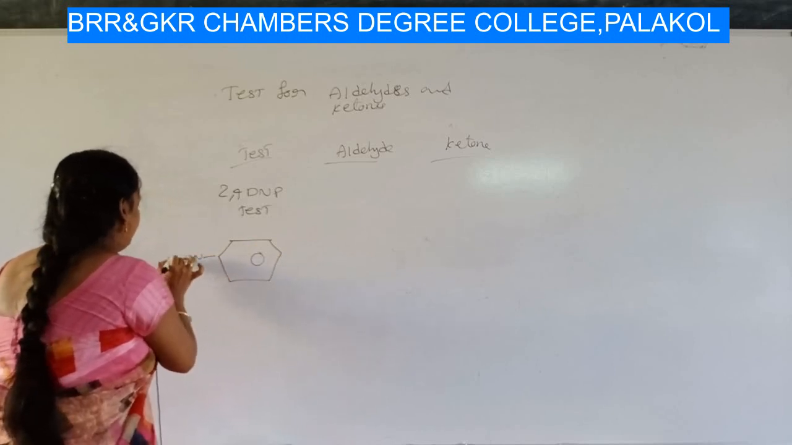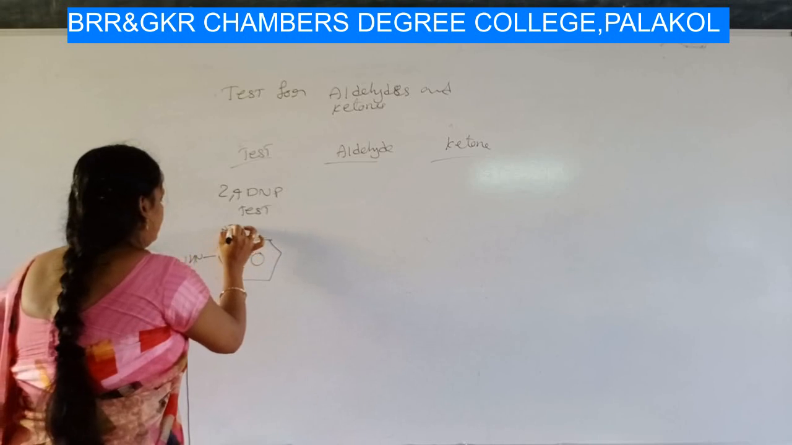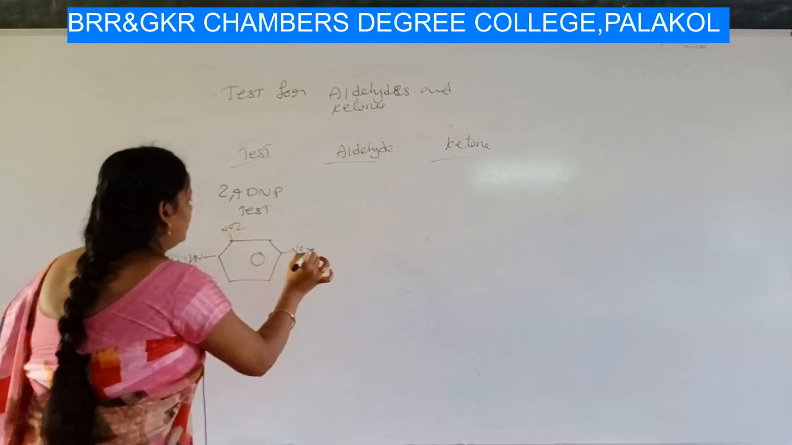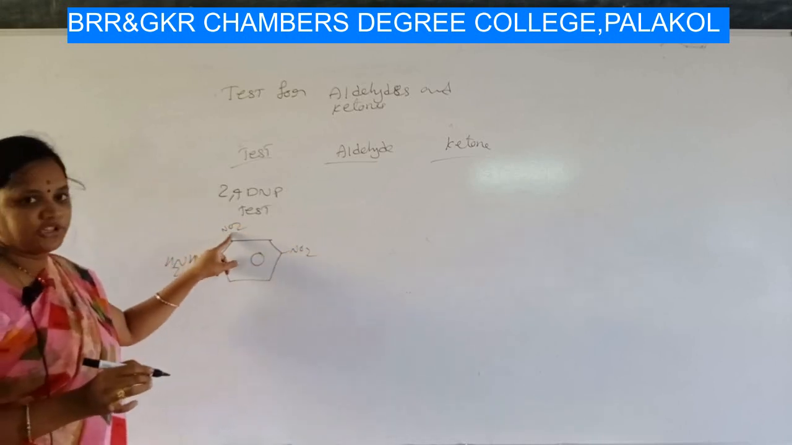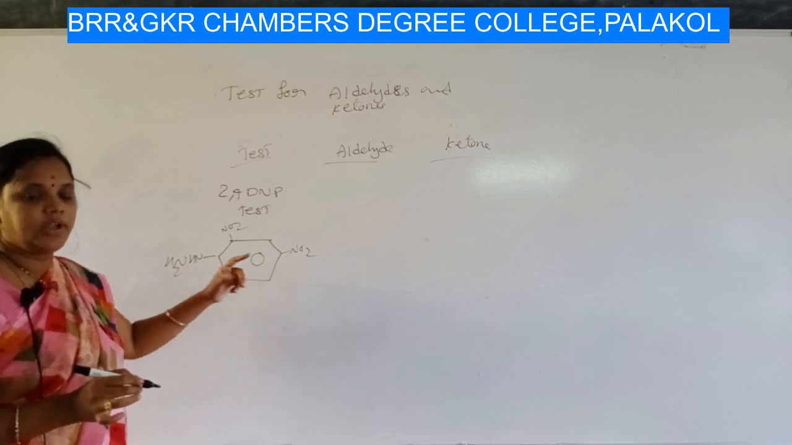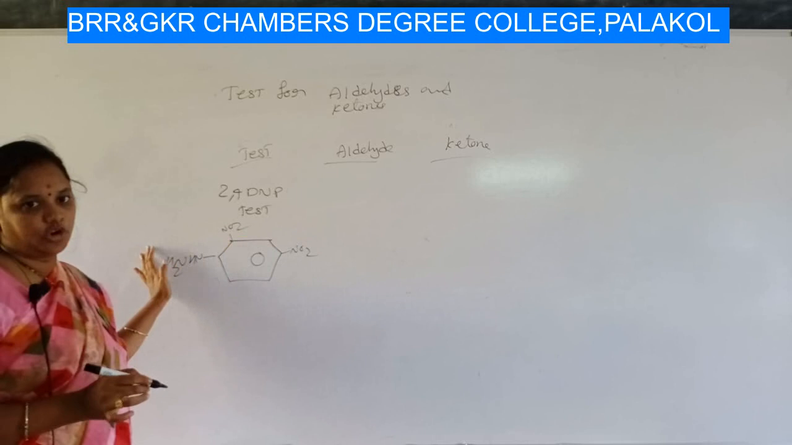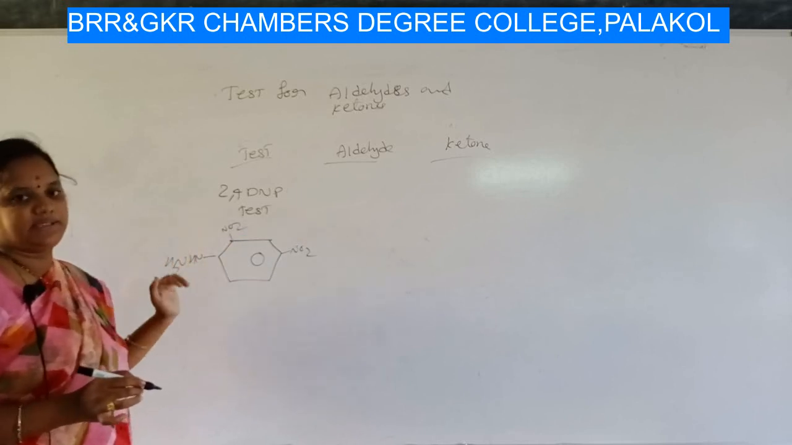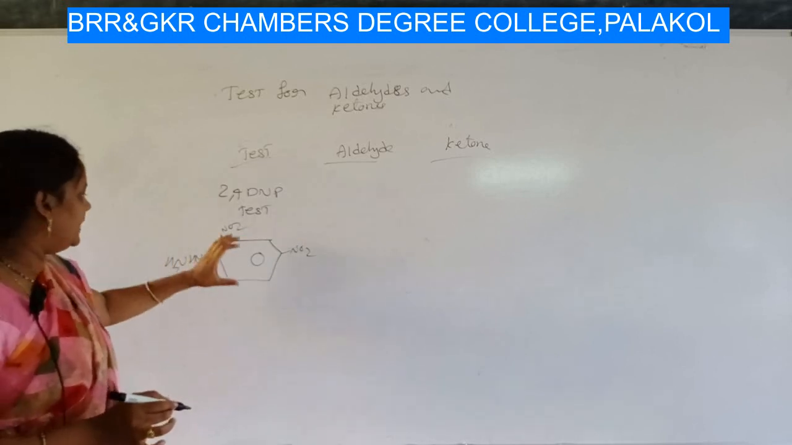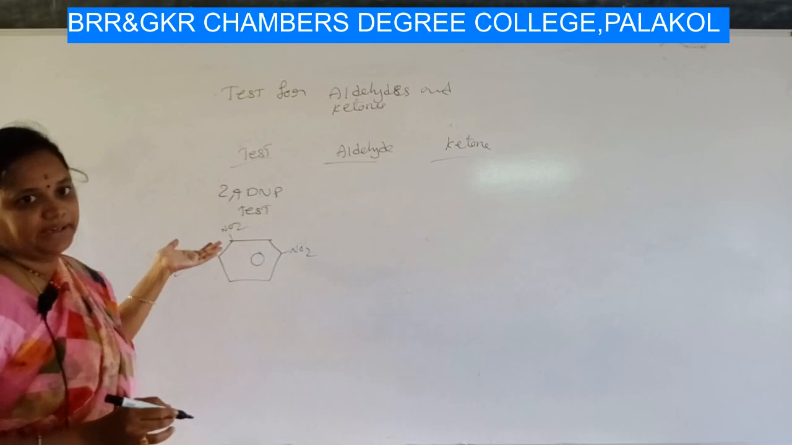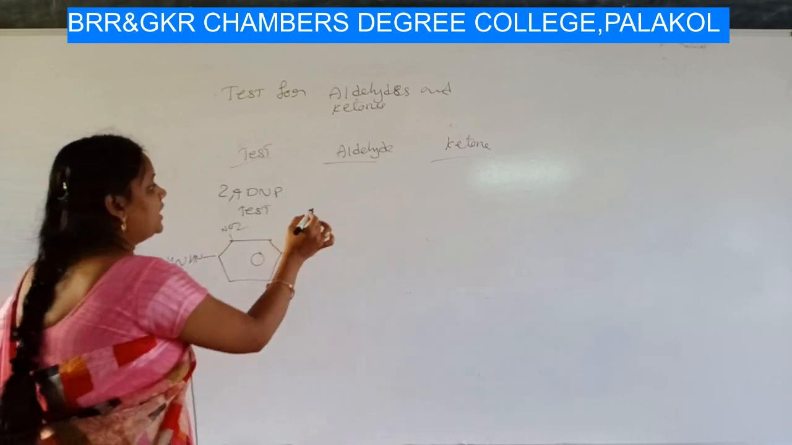2,4-dinitro. This is second position nitro, fourth position nitro and hydrazine. 2,4-dinitrophenylhydrazine. Okay. For this, if you had aldehyde, what happens?